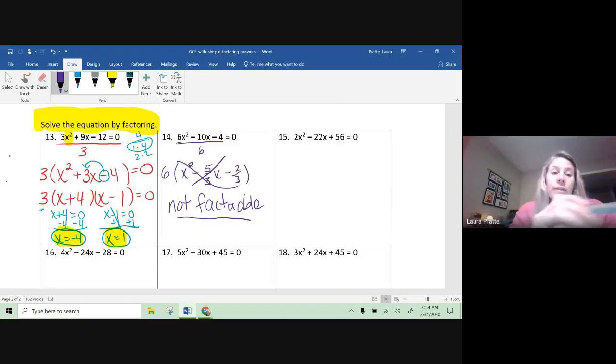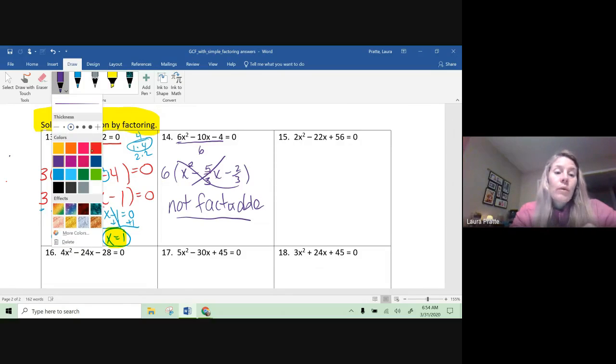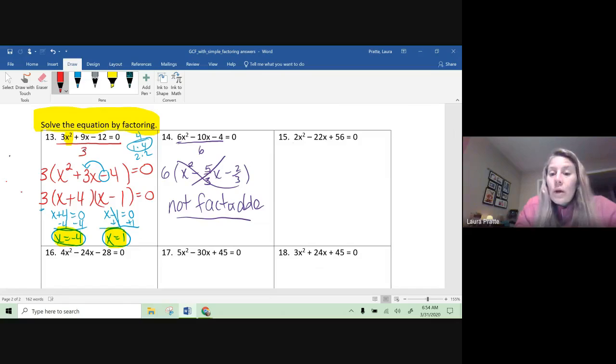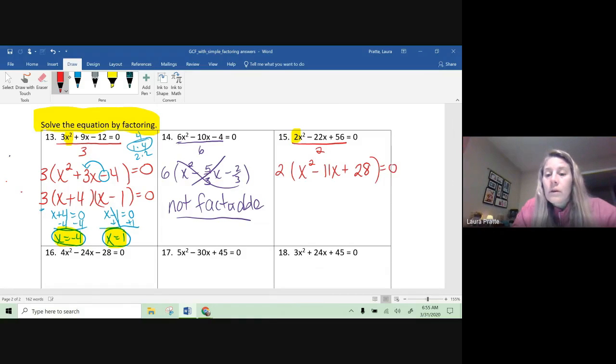Okay, so number 15, let's try that one. So again, just like we did on the last page, we want to divide out whatever number is the coefficient on our x squared. So that would be a 2. So if I divide out the 2 here, I'm left with x squared minus 11x plus, I believe that is 28. Then we would want to continue factoring that trinomial if it's possible.